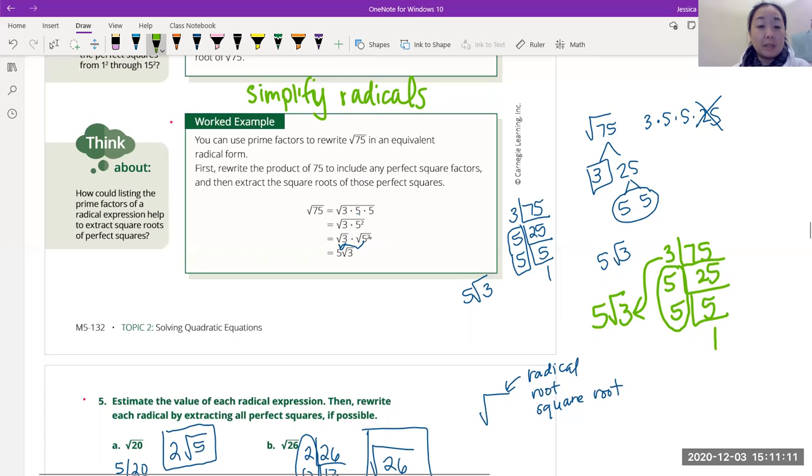Now remember what I said, right? The square and the square root cancel each other. So what do we have just left? 5. So this is 5 root 3.